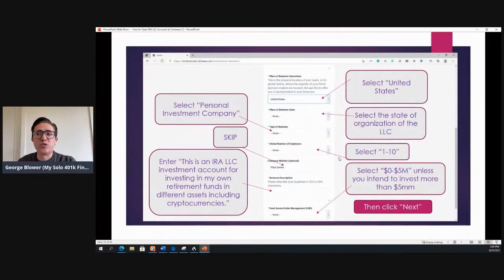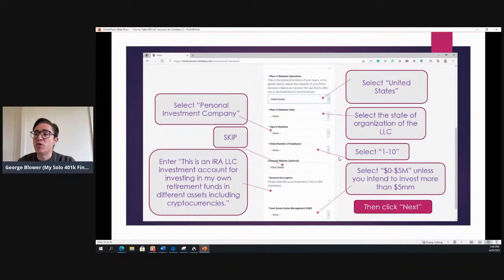Moving down the screen, the next question asks about the place of business operations. Here you would again select the United States. The place of business state, again, you would select the state of organization of the LLC. Type of business, choose personal investment company. Number of employees, select 1 to 10. That's your best option there. Company website is optional. Skip that field, please.